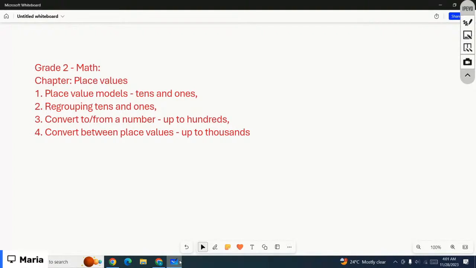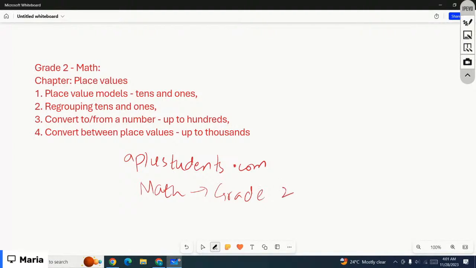We are here for grade 2 math. You can find all the lessons on aplusstudents.com. You have to log in there using your email address, and the password is provided by the administrator. Then you have to select math from the subject tab, scroll down to grade 2, and then click on view all lessons. There you can find a list of the chapters.